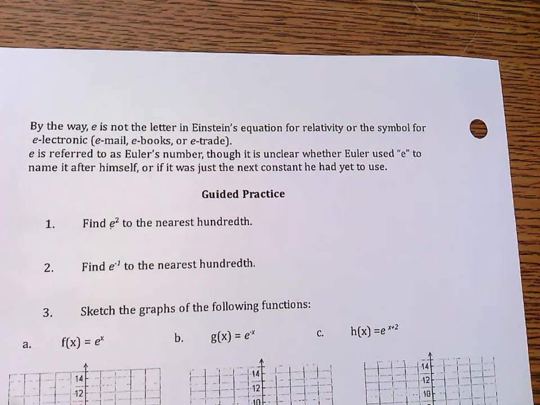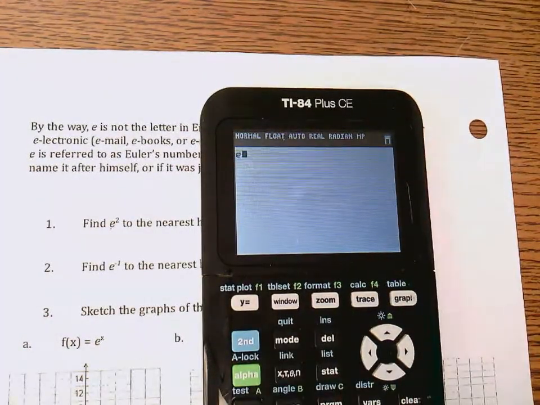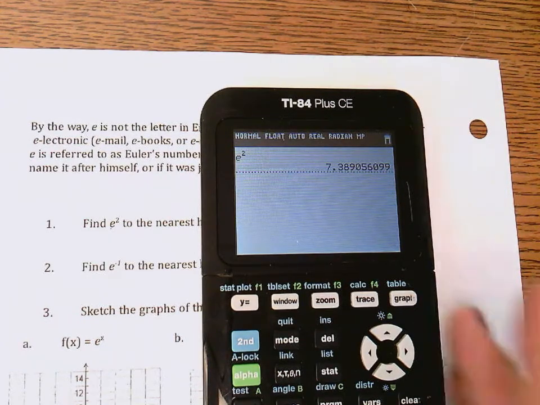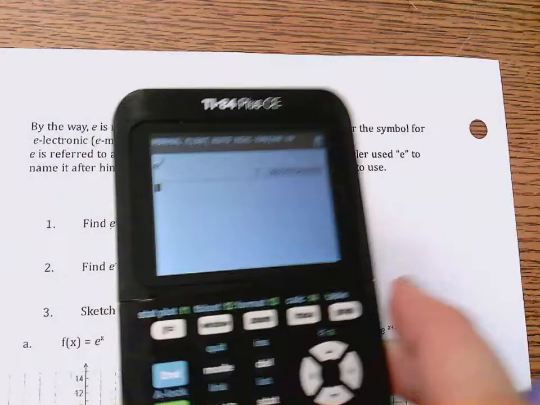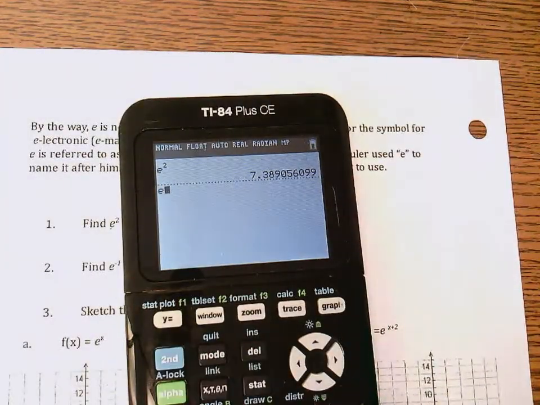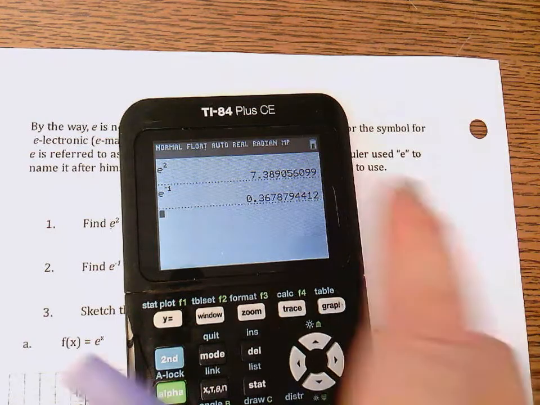So let's try these together. e squared to the nearest hundredth. So second e on your calculator, raise that to the second power. So let's round that: 7.39 if it's the nearest hundredth, 7.39. What about e to the negative first? So second e raised to the negative first. You should try this on your calculator to make sure you know how to do it. 0.37.